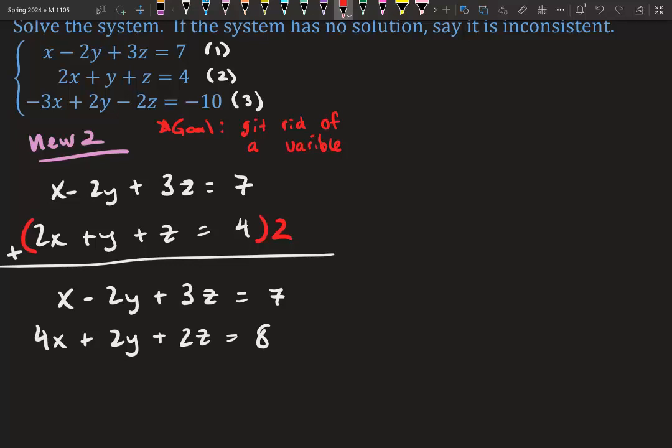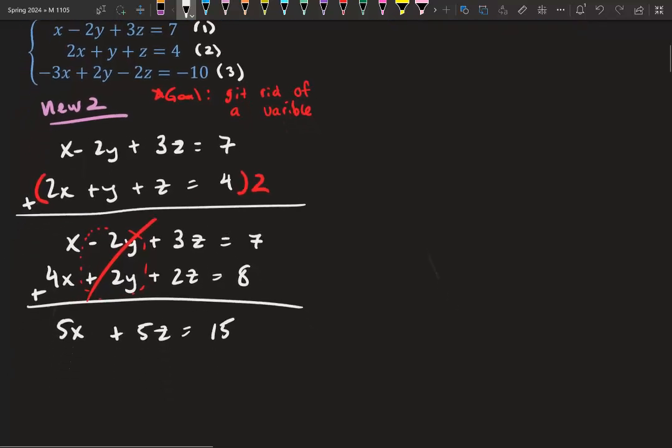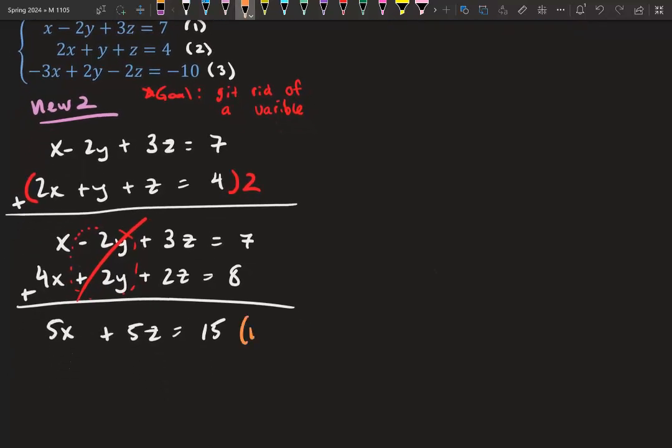Do you notice now how our y's can cancel each other out? So when we add these, the y gets canceled out, and we're left with x plus 4x, that's 5x. 3z plus 2z, that's 5z. 7 plus 8, we get 15. This is called our new 2. So now we have new 2. Now we need to find new 3.